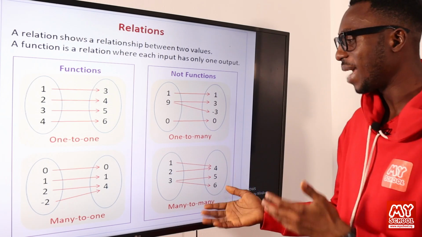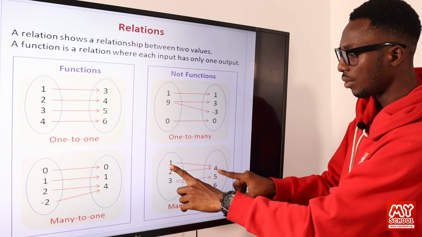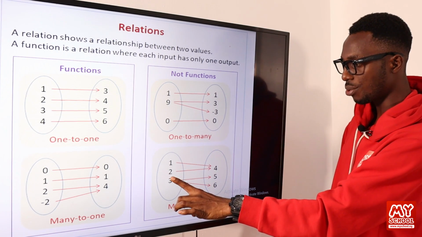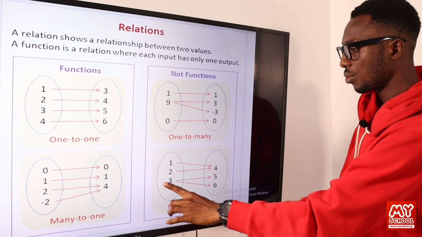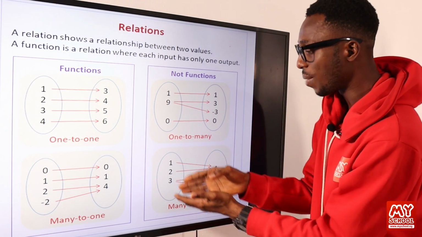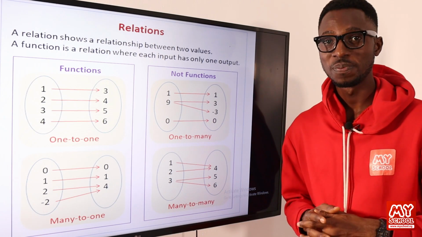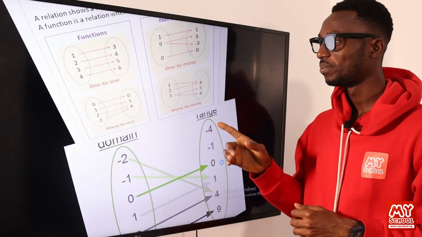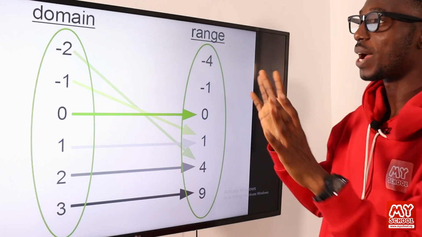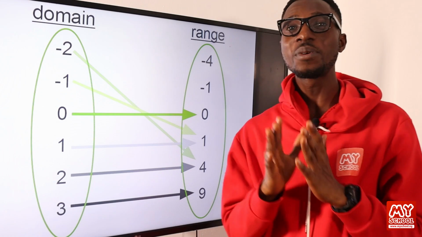So we have this here, many to one. You can see the input here is given, and this as well is producing. So we have many to many. You can see the inputs are producing more than one image, so that is a many to many kind of relation. So let's move further in our video lesson. Of course, this is just to identify certain terms that are very salient when it comes to relations.